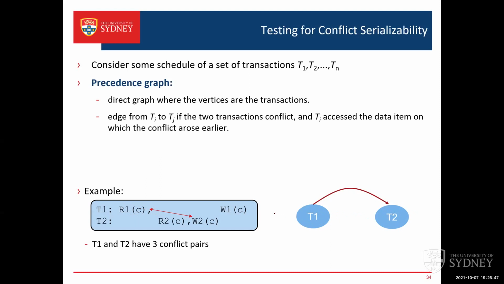What is the other conflicting pair? This one, W1C and R2C. What is it that we are doing first? Definitely R2 and then W1C. So the arrow will be from T2 to T1.